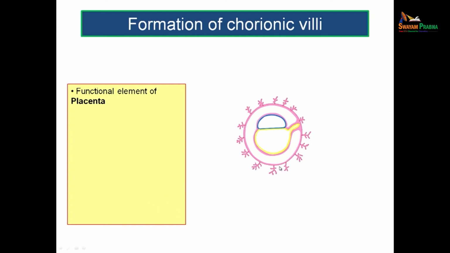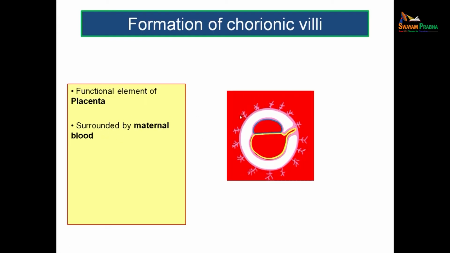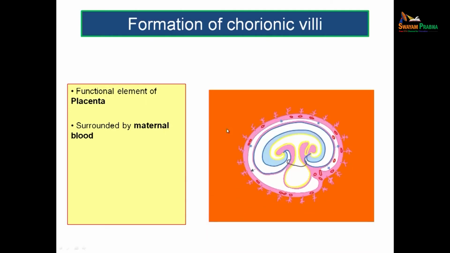So, this is the implanted blastocyst. In the beginning you can see that the entire blastocyst will be covered by the cytotrophoblast and syncytial trophoblast, and from each cytotrophoblast layer you will get the chorionic villi formed, that is the primary chorionic villus surrounded by the maternal blood. So, this is how the chorionic villus will be interacting with the maternal blood.